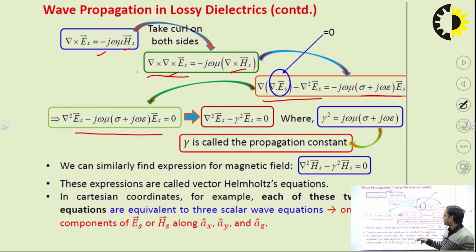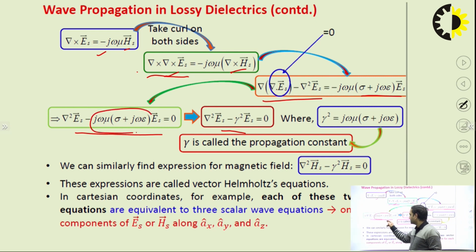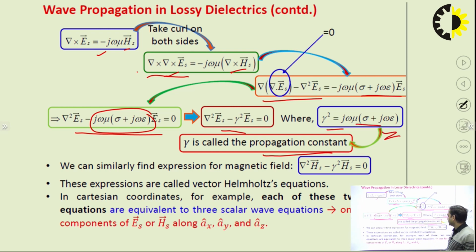Okay. So, this equation is similar to this one, and here we have gamma square. This gamma square is nothing but the wave propagation constant, where gamma is the propagation constant. Gamma square is equal to j omega mu in bracket sigma plus j omega epsilon. So, this is a very important expression for gamma.